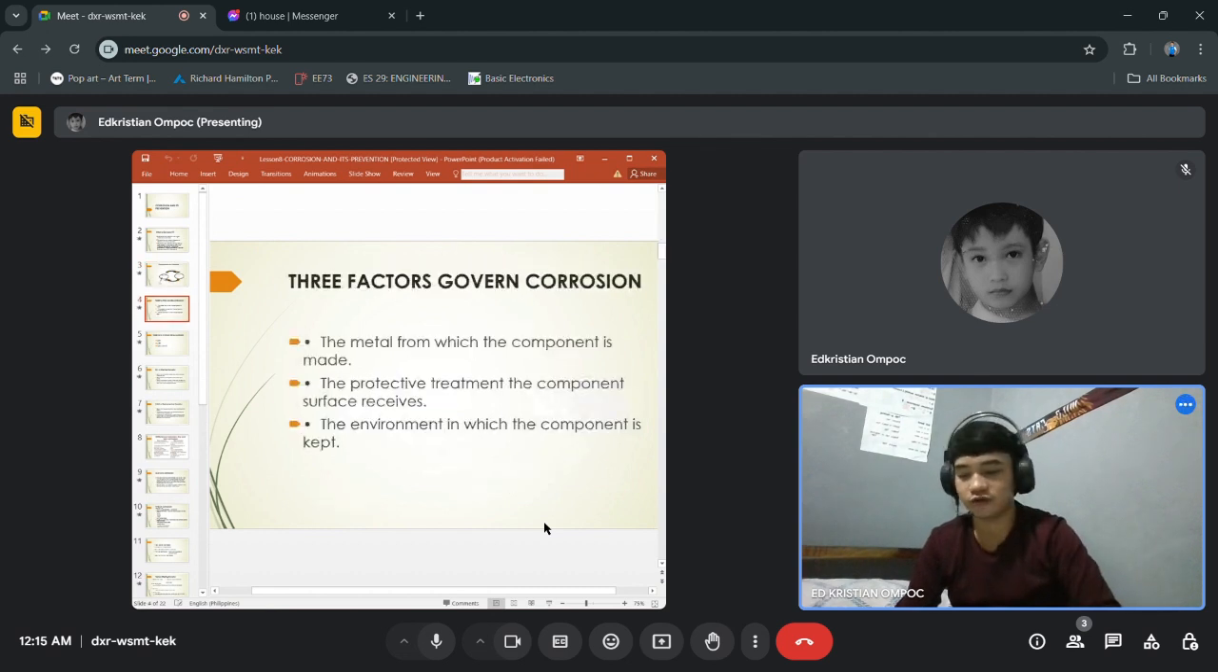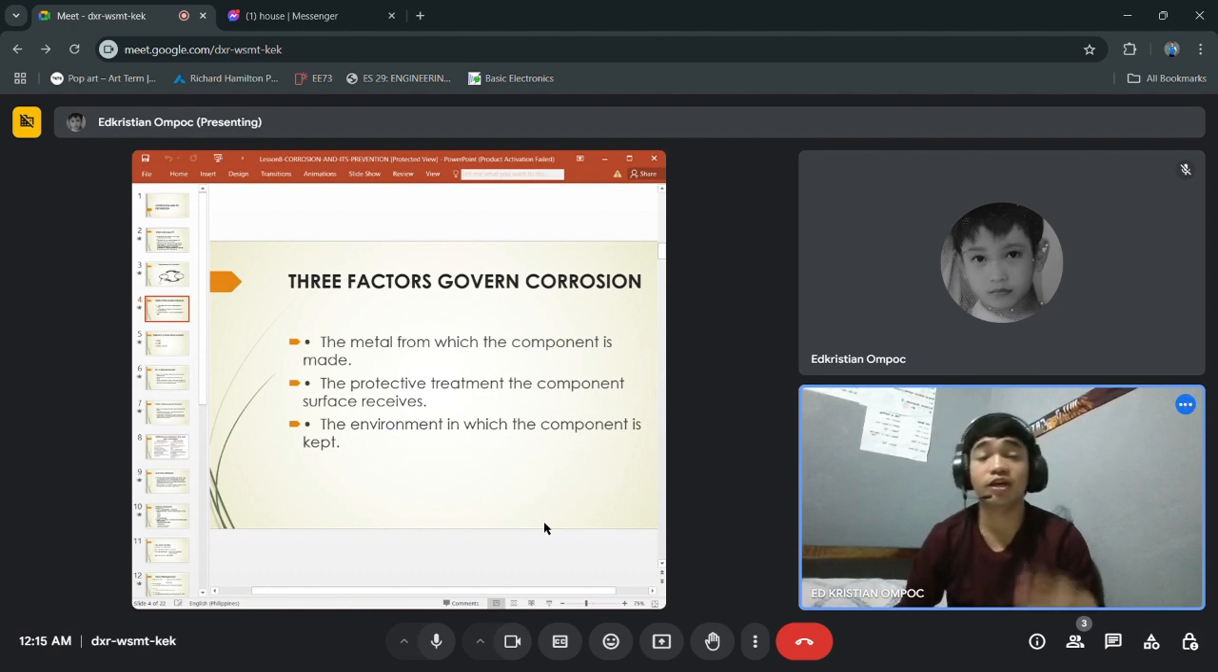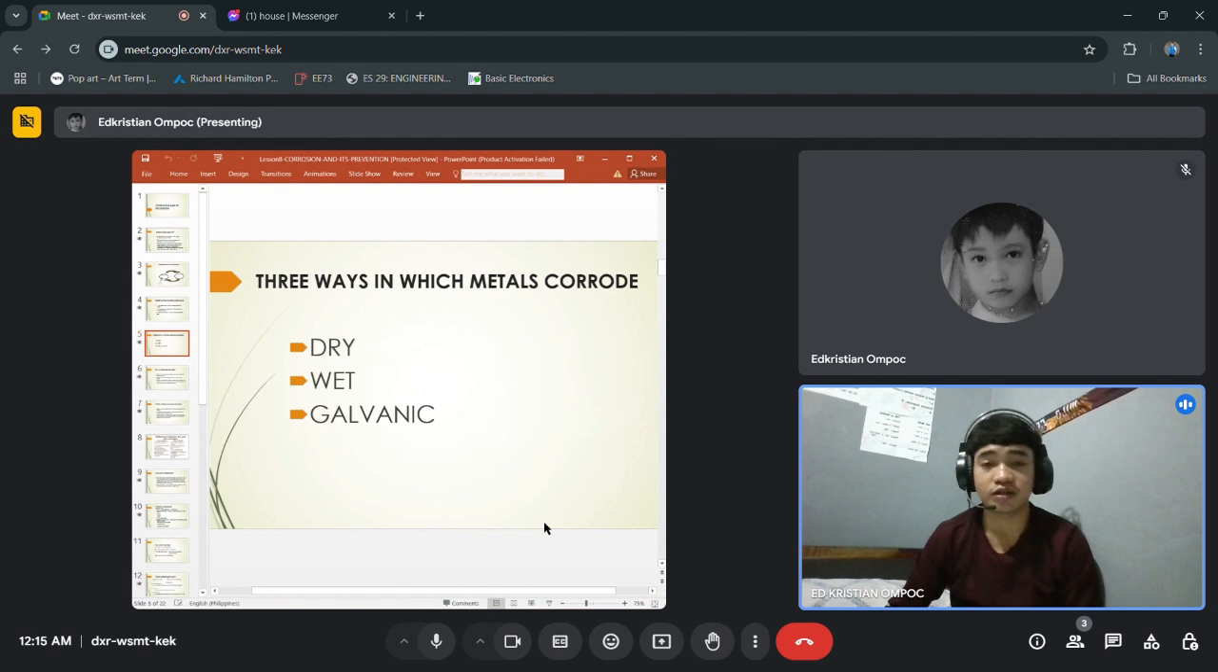Three factors that govern corrosion. So naatay metal composition, the metal from which the component is made. Ikadua, protective treatment for metal surfaces aim to prevent or slow down corrosion. Ikatulo, metal conditions, the environment in which the component is kept. So, three ways in which metal corrodes. So, naatay dry, wet, and galvanic.